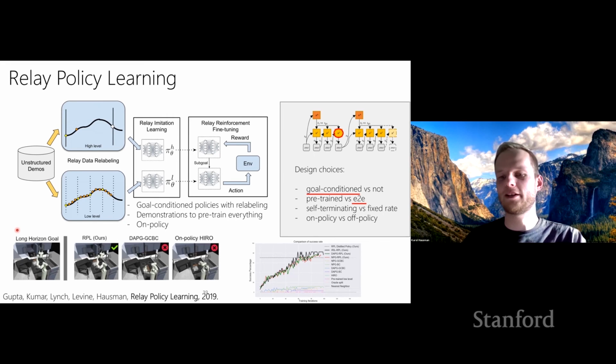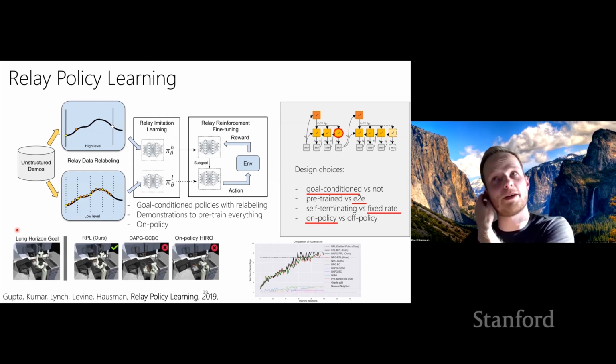Now, is it self-terminating or are the goals commanded at a fixed rate? We didn't talk about it explicitly, so it might be a little tricky, but take your guess, 1 or 2. Okay, we have a few 2s, we have a few 1s. In this case, they're being commanded at a fixed rate. That's what we use for relabeling. And then is it trained on policy or off policy? Right, everybody's saying correctly. Yes, this is trained on policy.